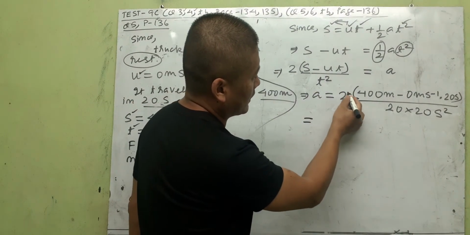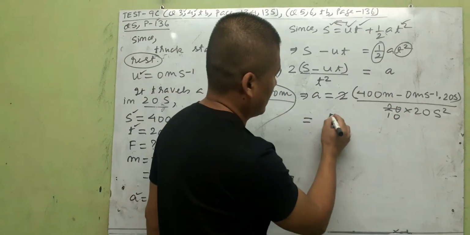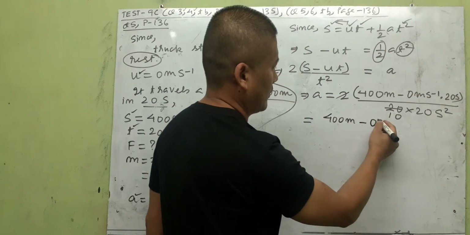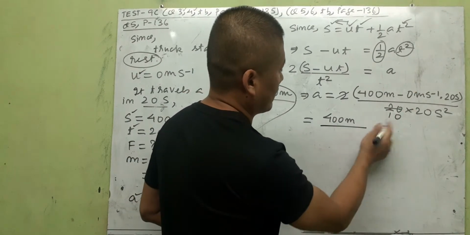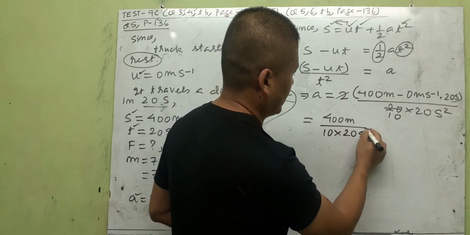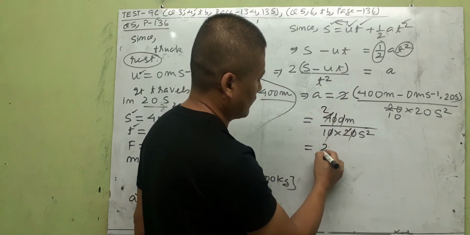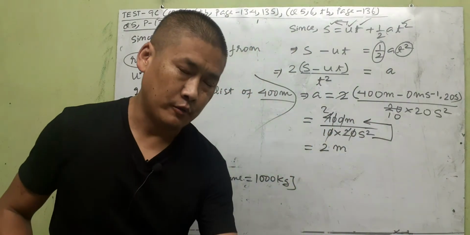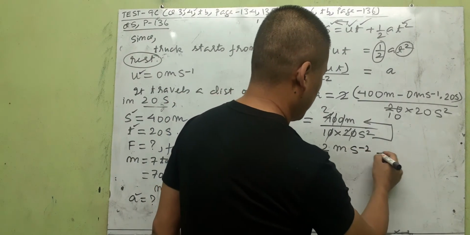Now we can cancel this if you want. 2 tens are 20. Then here 400 meter minus 0 into this means 0, so you can just neglect that one. Minus 0 means no need to write also, divided by 10 into 20 second square. Then this is going to be 2 meter, and if you shift this second square to the numerator, then it becomes second to the power minus 2. So we can keep this as equation 1.